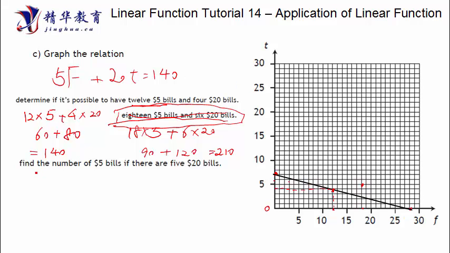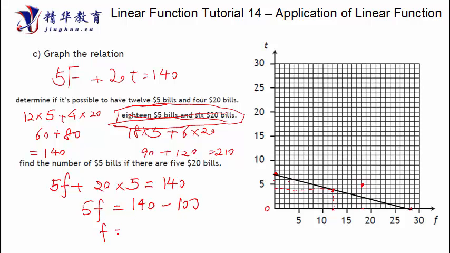All right. Now we're going to find the number of $5 bills if there are 5 $20 bills. I don't know how many $5 bills we're going to have, but we know we're going to have 5 $20 bills, and then we still have $140. That means 5f equals 140 minus 100. So 5f equals 40, and then f equals 8. That means we're going to have 8 $5 bills.